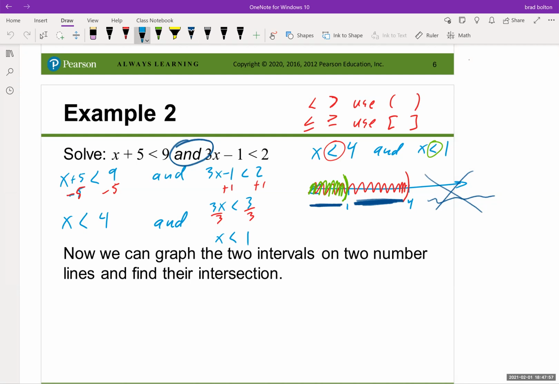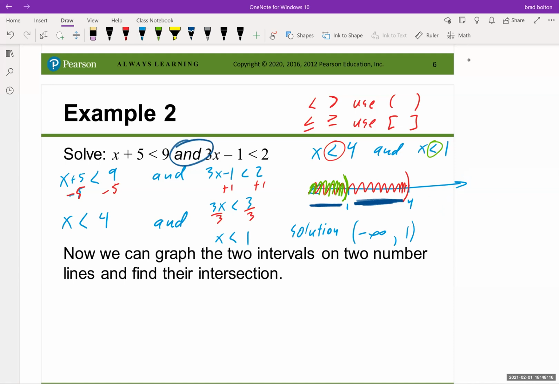So let me write this as my answer. I'm going to say this is my solution. And remember, what's way over here on the left-hand side? That's negative infinity, right? If you go all the way left, if you just keep going. So I'm going to say from negative infinity to positive 1, okay?